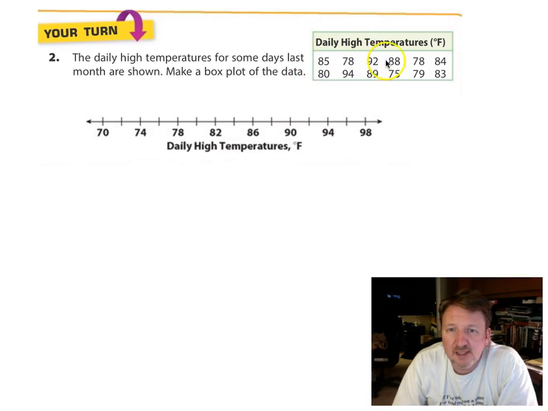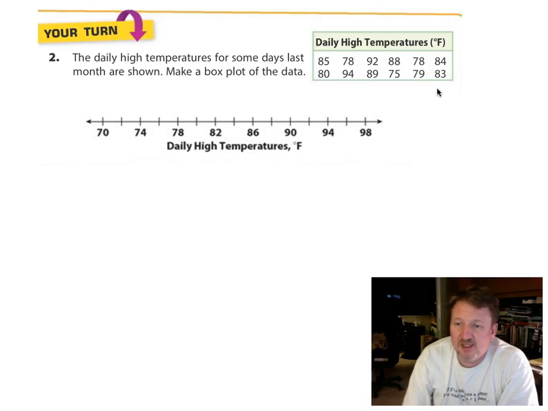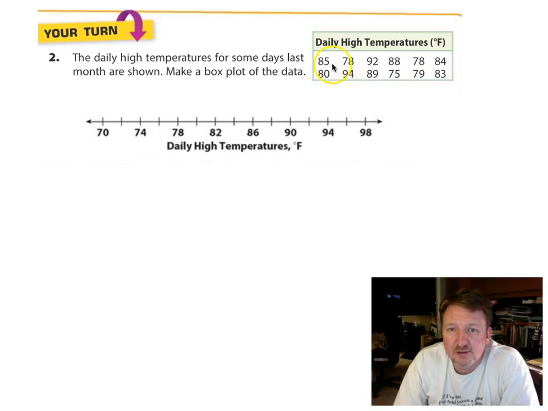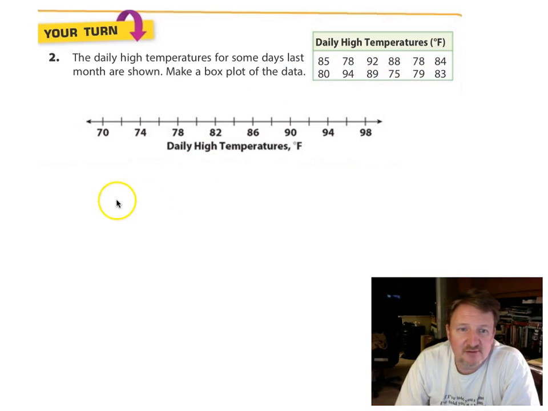All right, so here we have all these data values, and I can tell you right now we have an even number of data, so that means we're going to have to find the median of the data. First thing we want to do is order it from least to greatest. I look through and I see 75 is my lowest value.